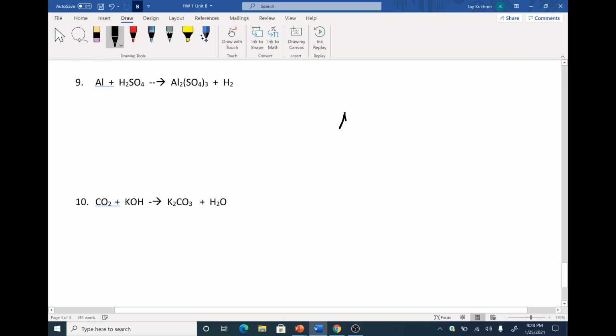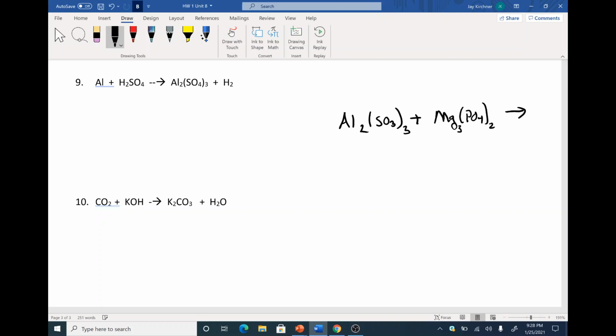So let's take aluminum, 2 SO3. By the way, there's a 3 there. Let's add it to magnesium phosphate. By the way, that's a 3 and that's a 2. And let's make over here aluminum phosphate, which is actually AlPO4. Sorry, that's an A, by the way, somehow. Plus magnesium sulfite. By the way, that is a 1 and a 1.